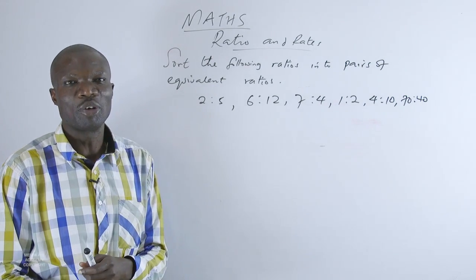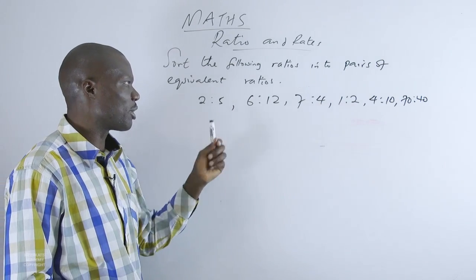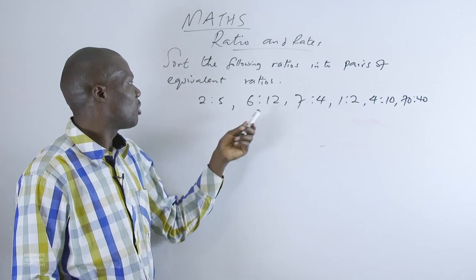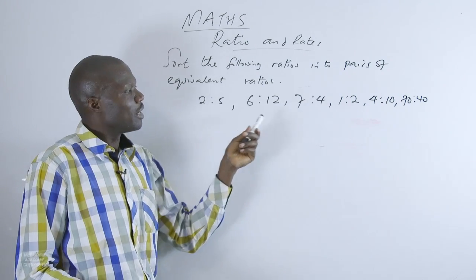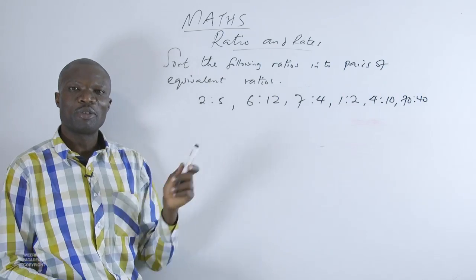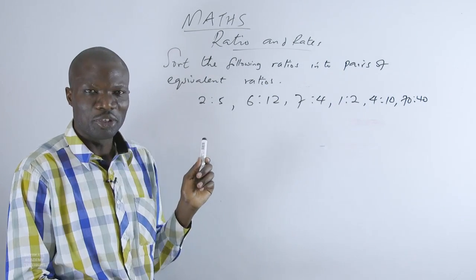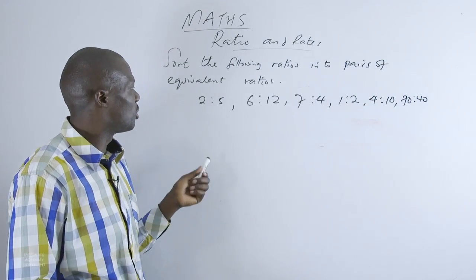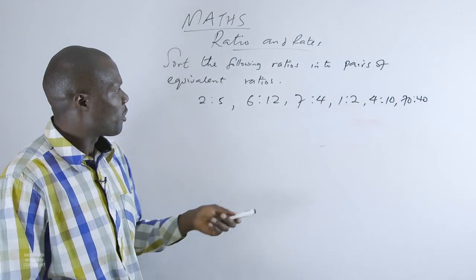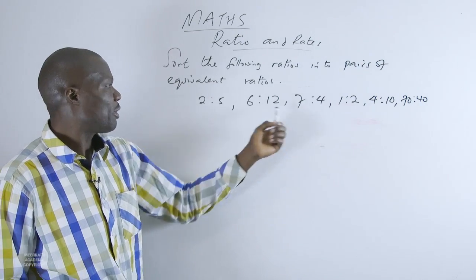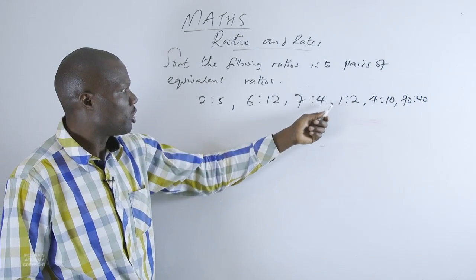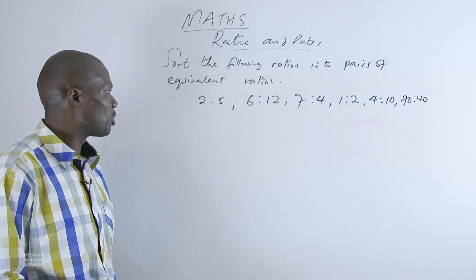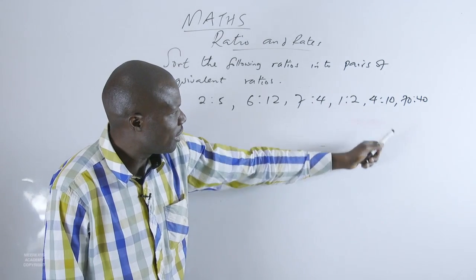12 is not a multiple of 5, but 6 is, but that one can't work. 7 to 4. Compare 7 to 4 and 2 to 5. 7 is not a multiple of 2, so it cannot work there also. 1 to 2 and 2 to 5, we find that there's no way. 1 is a factor of 2, but 2 is not a factor of 5. Again, we are striking this one out. We move ahead.